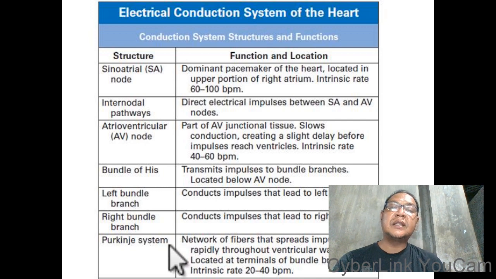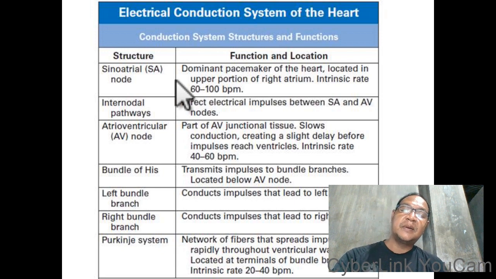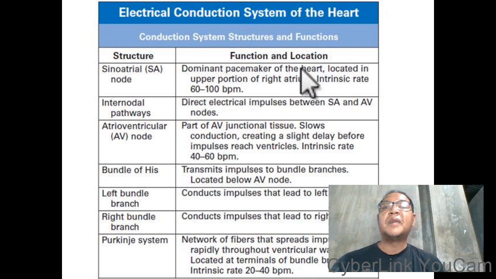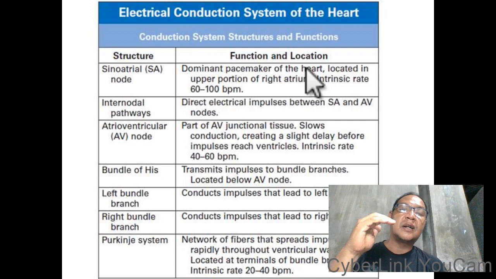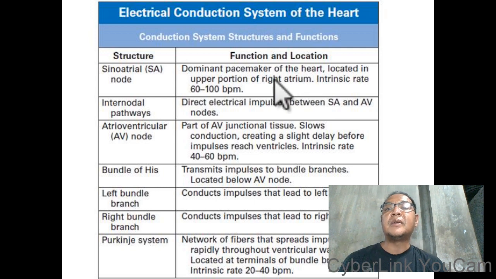There are things that are very important that we have to remember about this electrical conduction system of the heart. First, we talk about the SA node. The SA node is what we call the major pacemaker of the heart, or the dominant pacemaker of the heart, which is located in the right upper portion of your right atrium, and it has an intrinsic rate of 60 to 100 beats per minute.